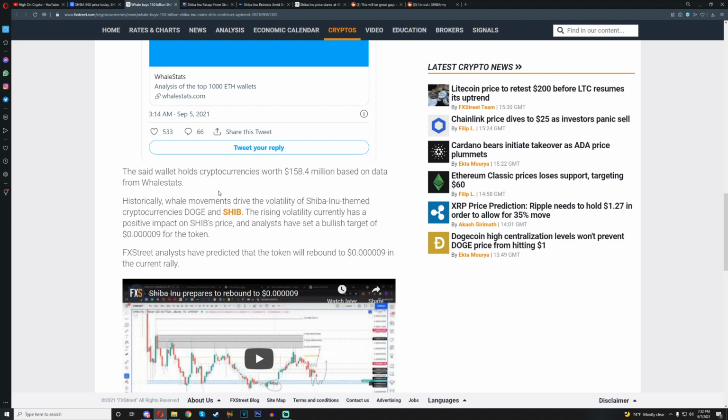Historically, whale movements drive the volatility of Shiba Inu themed cryptocurrencies Doge and SHIB. The rising volatility currently has a positive impact on SHIB's price, and analysts have set a bullish target of 0.009 for the token. FX Street analysts have predicted that the token will rebound to 0.009 in the current rally.